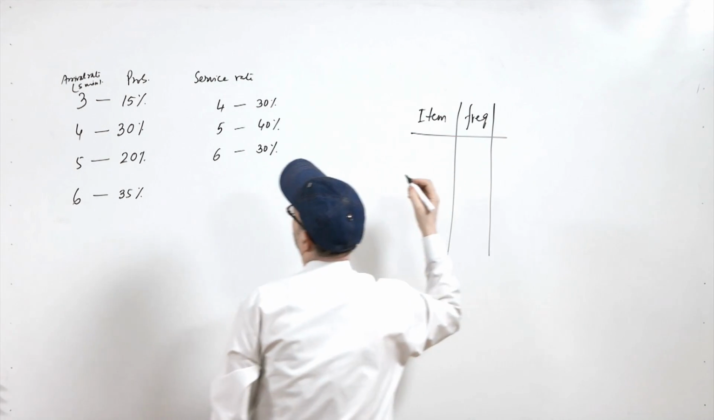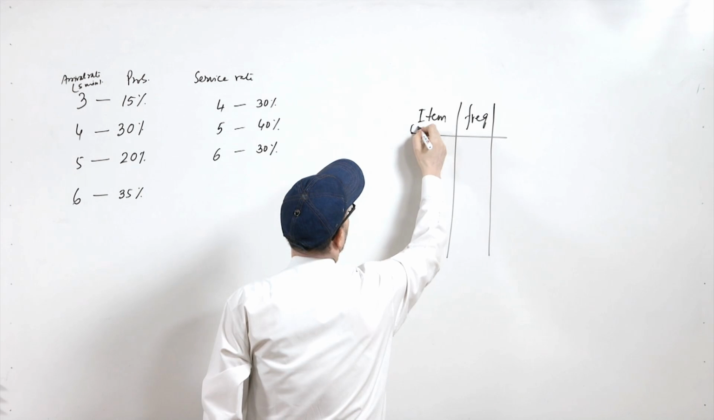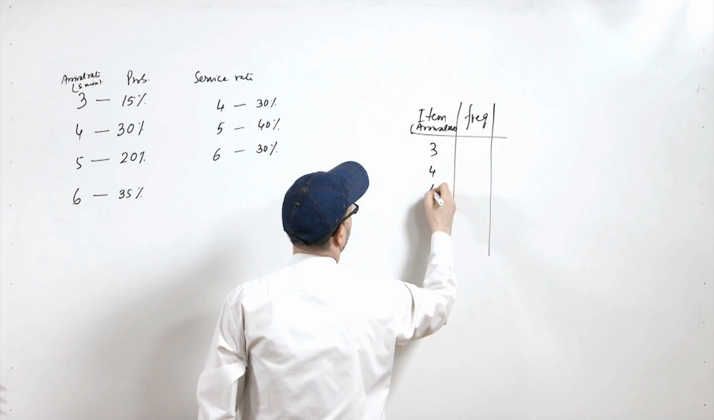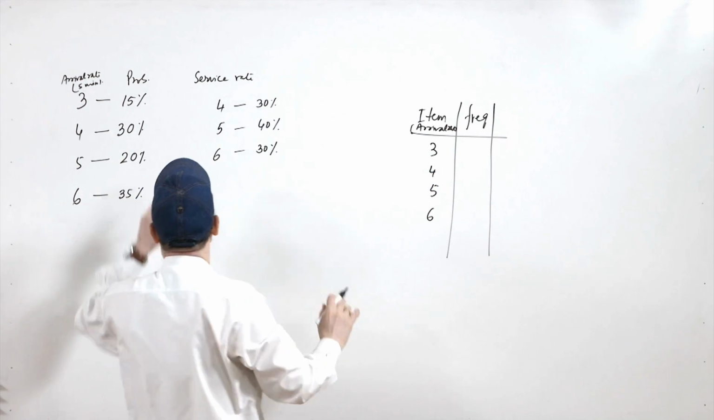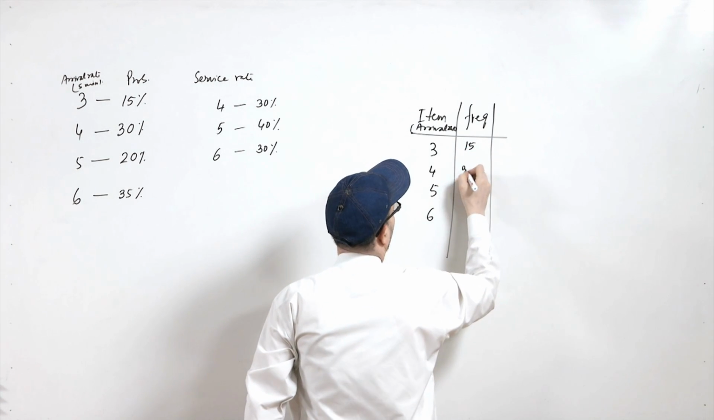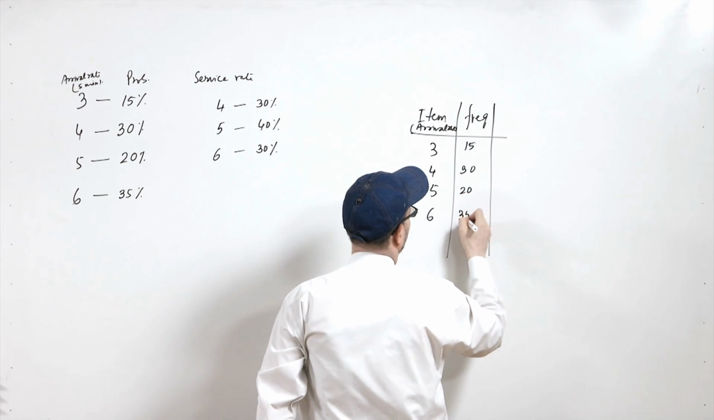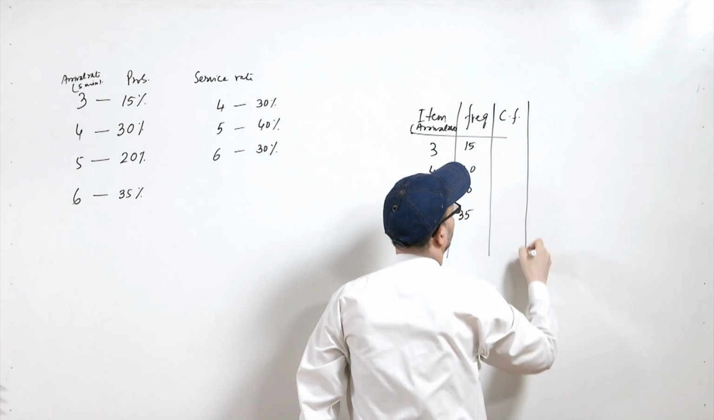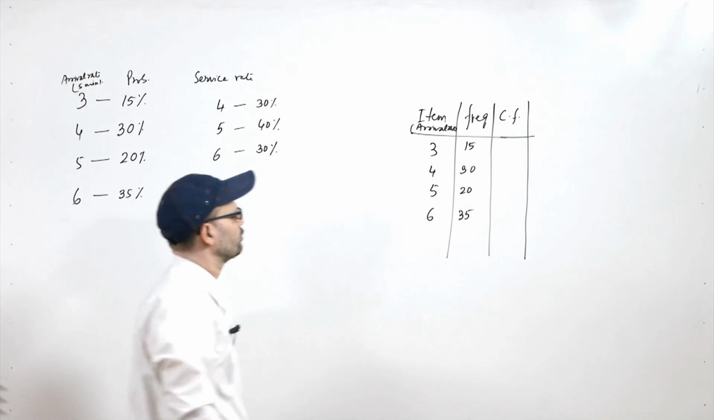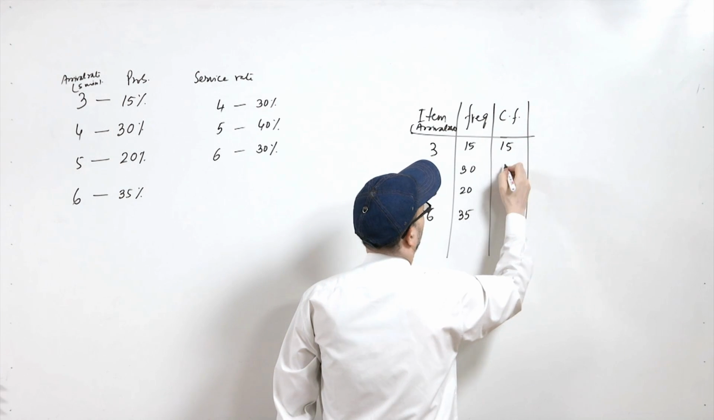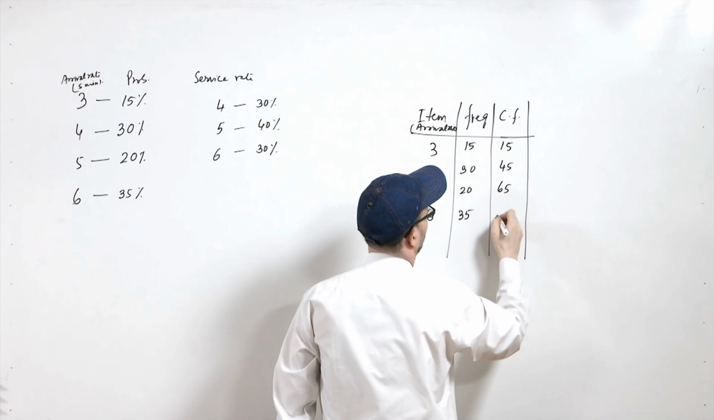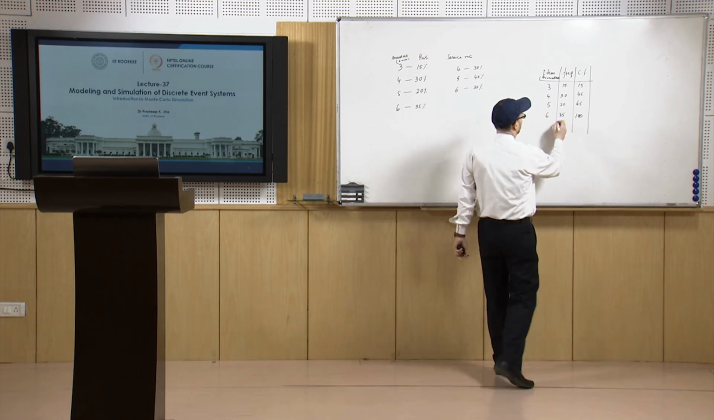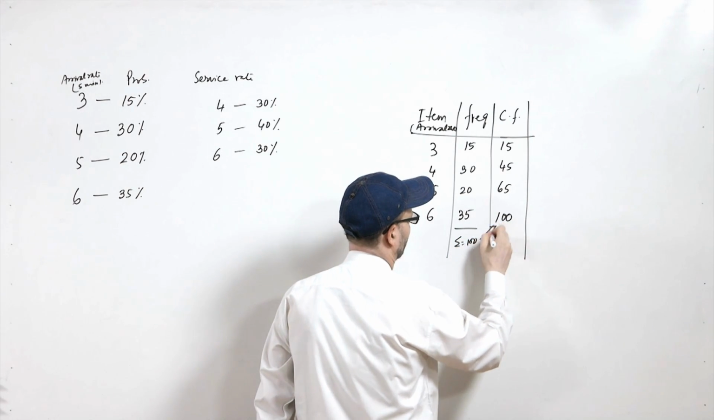So, as we know, if it is the arrival rate, we have 3, 4, 5 and 6. Now, in this, the frequency is 15, 30, 20 and 35. So, what we do is we find the cumulative frequency. Once we find the cumulative frequency, it will be 15, then 45, then 65 and then 100. So, ultimately the cumulative frequency comes to 100, because the total is 100. So, you are matching it.